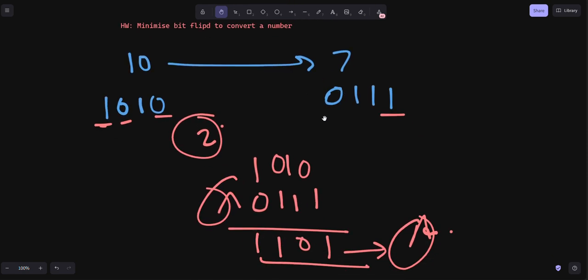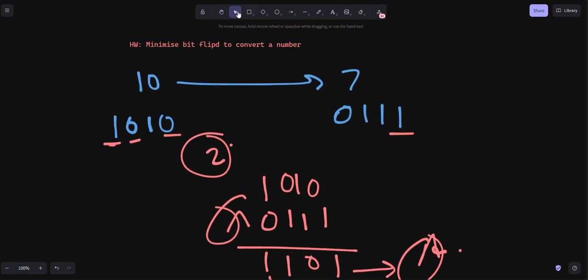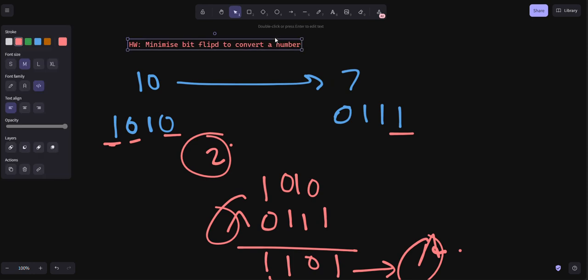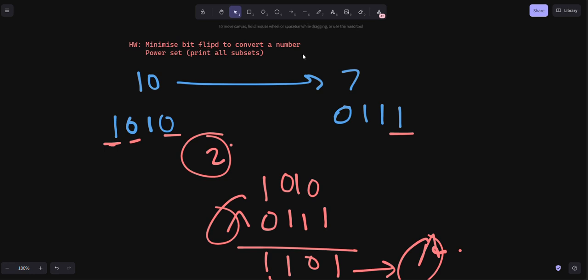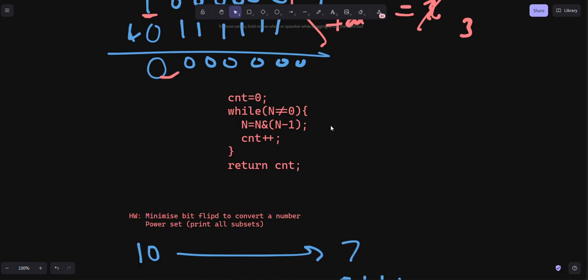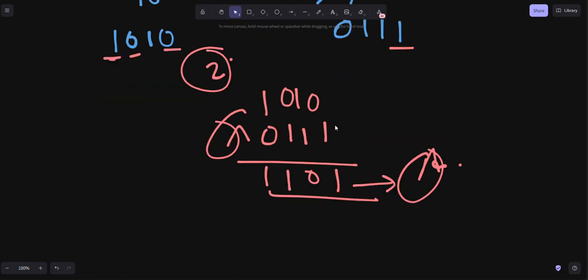If you have any doubts, one more homework I want to give you. One more homework: search for power set, basically print all subsets. If you find difficulty in doing this question, please let me know in the comment section. I will make the video for that as well. And yeah, please practice a lot. This was a really good topic, and I will see you in the next video. Thank you.